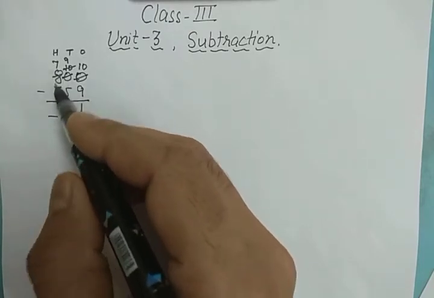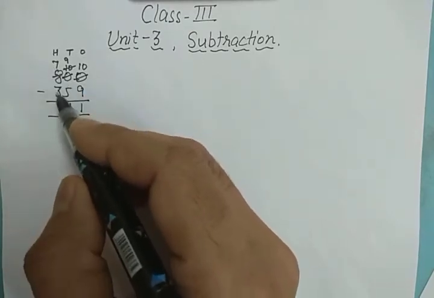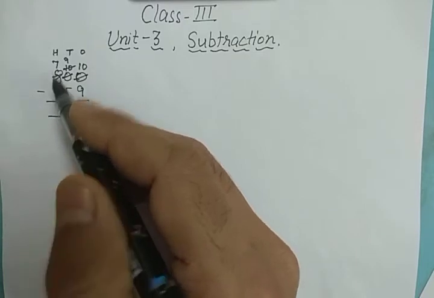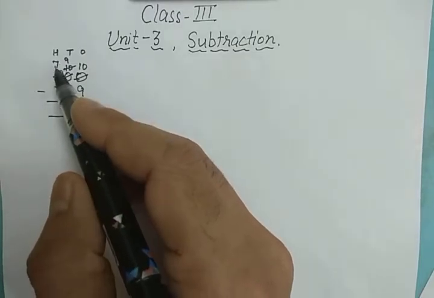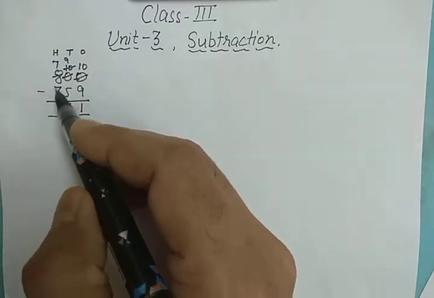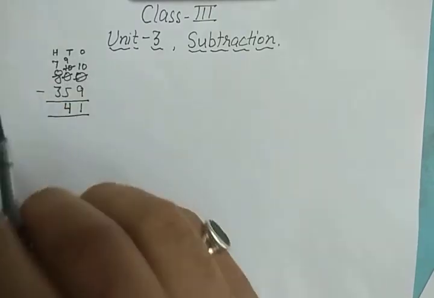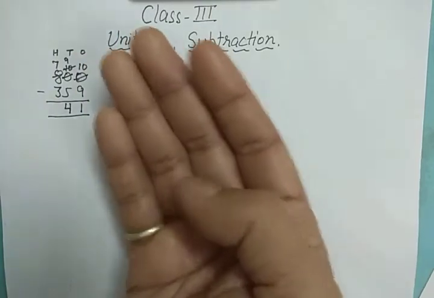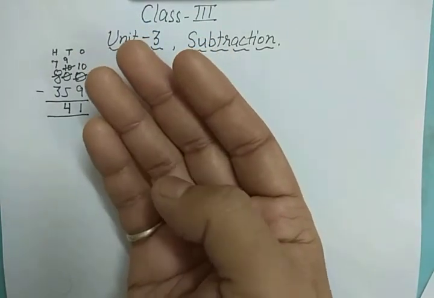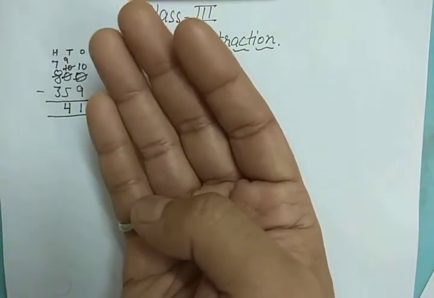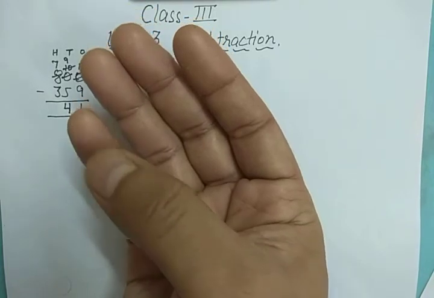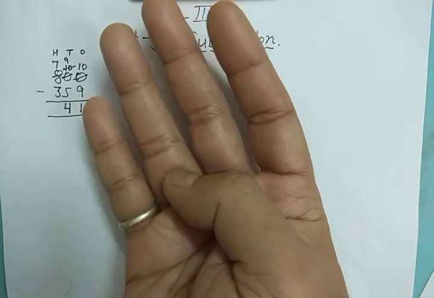Same here again. What is the smaller number? 3. And what is the greater number? 7. So you have to keep this smaller number in your mind. So 3 is in your mind. You have to count till 7. So 3 is in your mind. Then 4, 5, 6, 7.